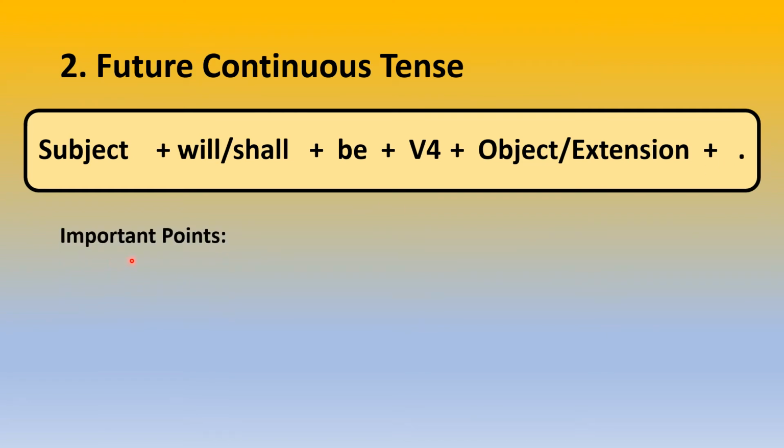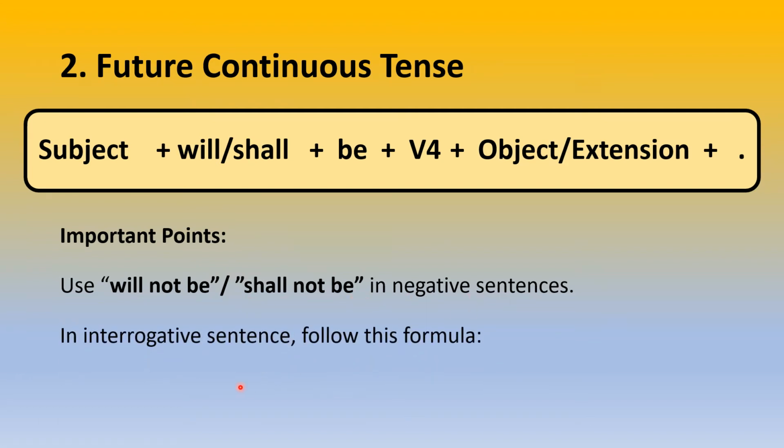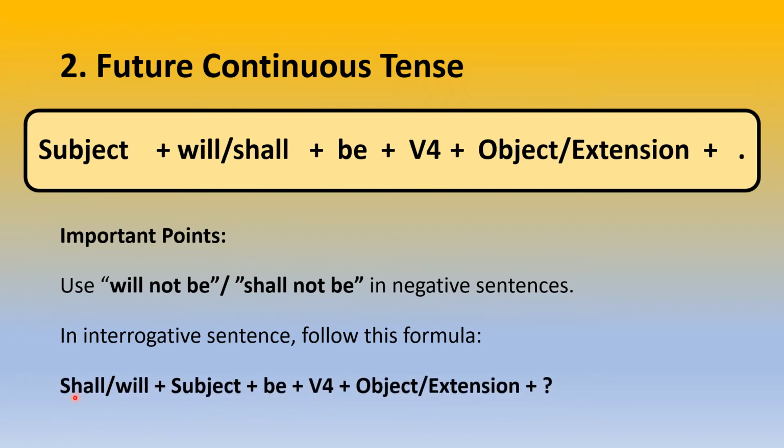You need to remember the following points. Use will not be or shall not be in negative sentences. And for interrogative sentences, follow this formula. Write shall or will in the start of the sentence. Then subject is written. And then we write be. After that, the fourth form of verb, which is the ing form of verb, is written. And then object or extension is written along with the question mark.